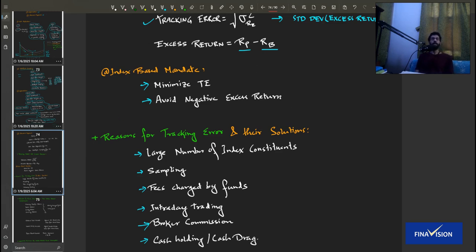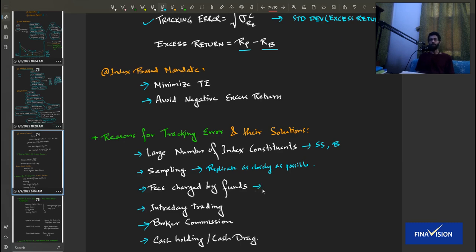For the first, that is when there are a large number of index constituents, you either use a stratified sampling approach or you use a blended approach, right? This can be a solution. For sampling, what can be the solution for sampling which results in tracking error? Try to replicate as closely as possible without compromising the performance, right? And if the mandate itself stipulates that it's a stratified sampling strategy which allows for some tracking error due to sampling, then that is okay.